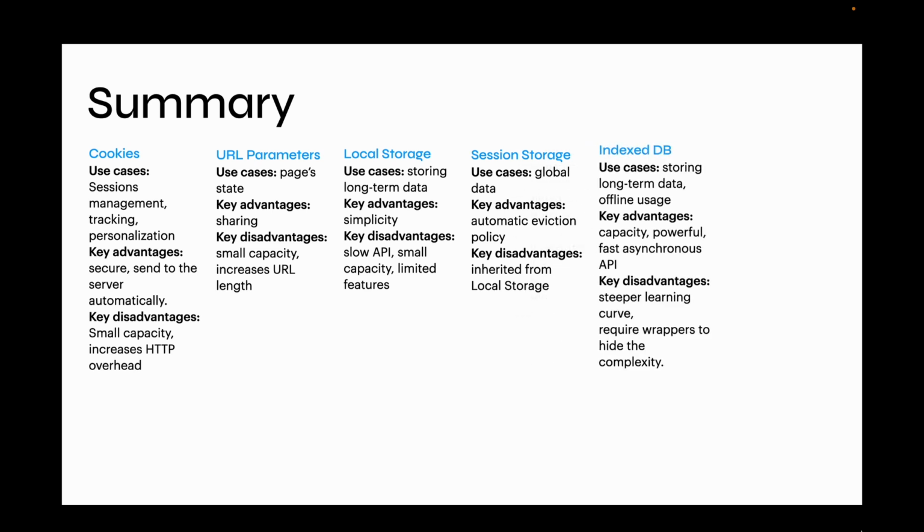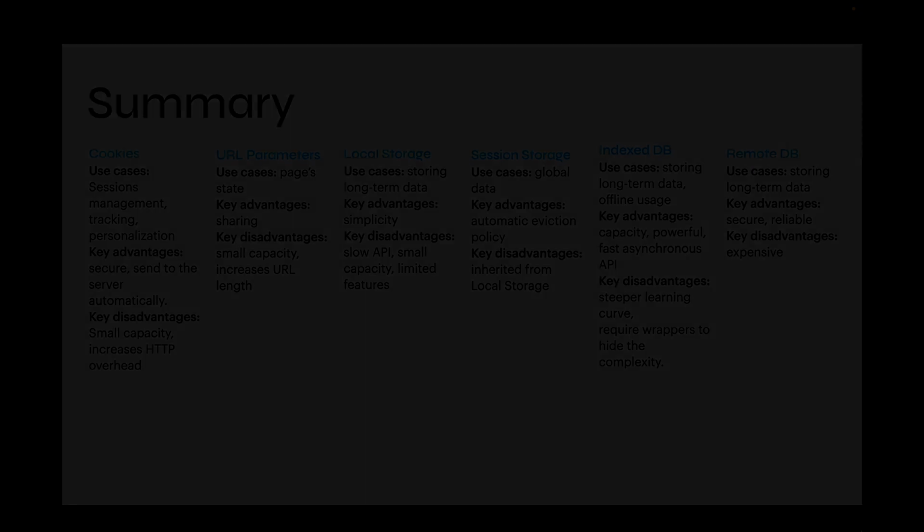IndexedDB. Use cases: storing long-term data and offline usage. Key advantages: big capacity, powerful, fast asynchronous API. Key disadvantages: steeper learning curve, requires wrappers to hide the complexity. And remote database. Use cases: storing long-term or sensitive data. Key advantages: secure and reliable. And key disadvantages: it's expensive.